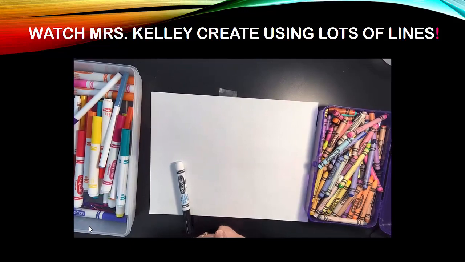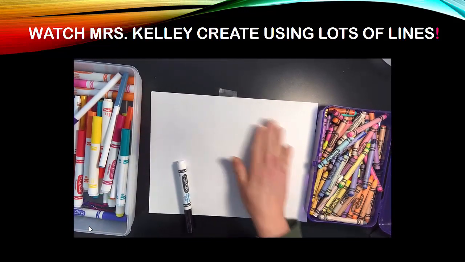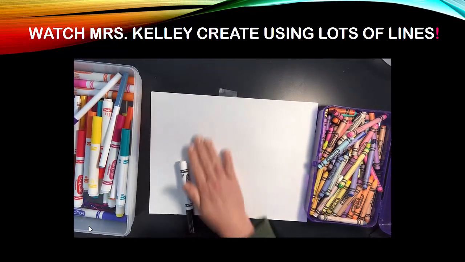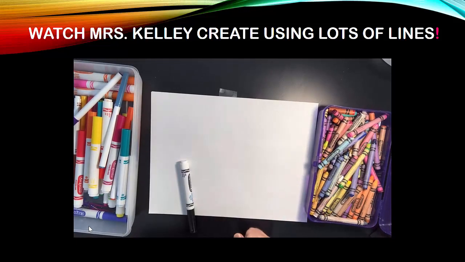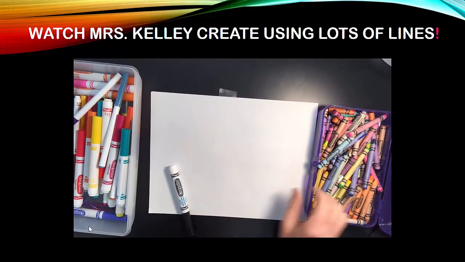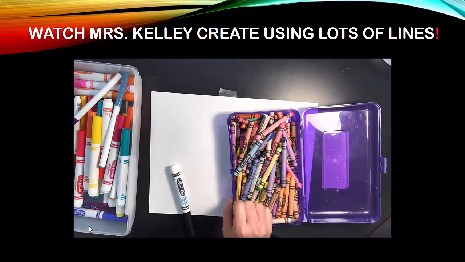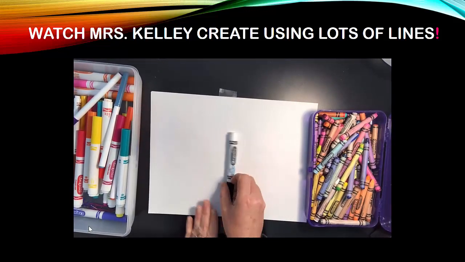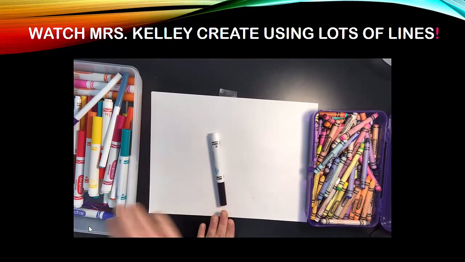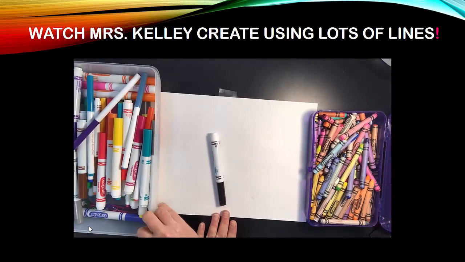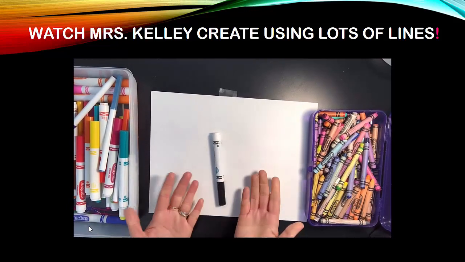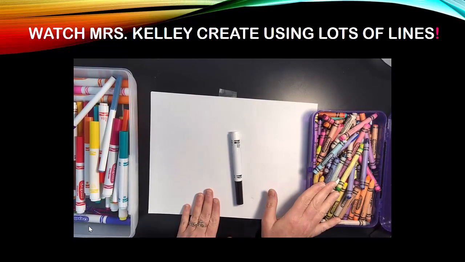Okay, boys and girls, for this project, you're going to need a white piece of paper that has no lines or writing or anything on it. Just a clean piece of white paper. And then you're going to need some crayons. You're going to need a black marker if you have it, and maybe even some colored markers. Now, if you don't have a black marker, that's okay. If you don't even have markers, that's okay. You could just use crayons.